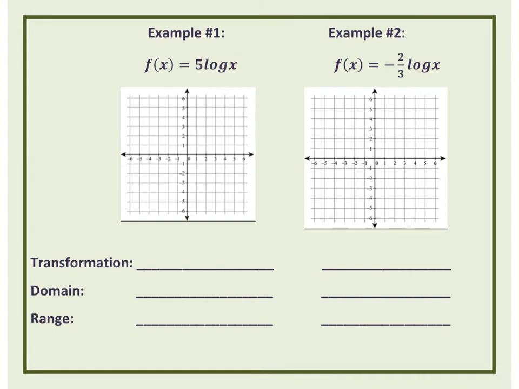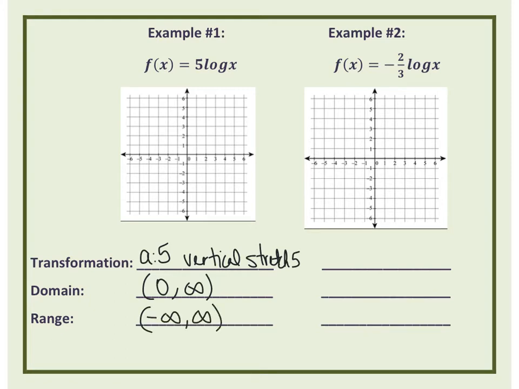So let's talk about this graph. The transformation here is just an a value. So a is 5, which means it has a vertical stretch of 5. Vertical stretches and compressions do not affect domain and range. All it does is it makes the graph grow more rapidly. So my domain is still going to be 0 to infinity. My range is never going to change. It's going to be negative infinity to infinity.